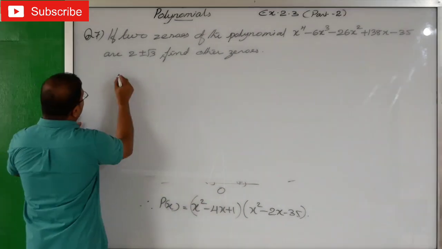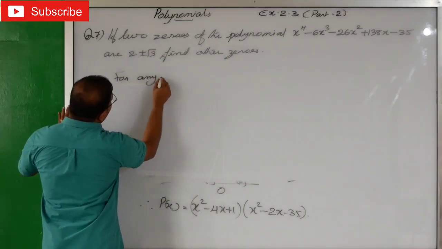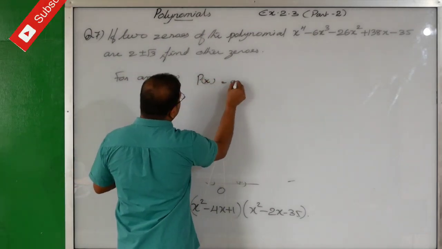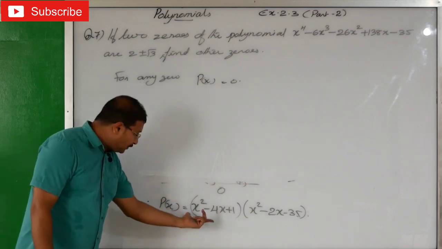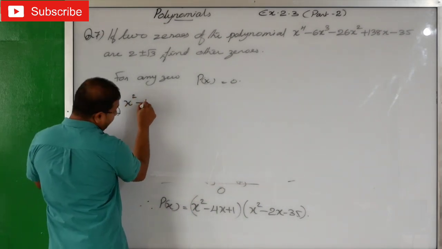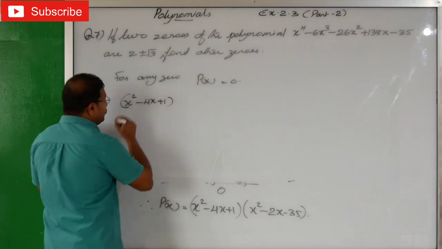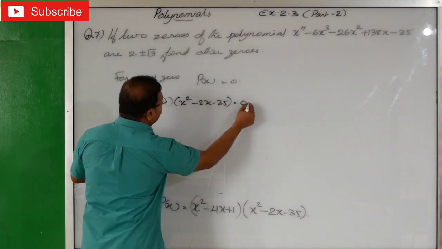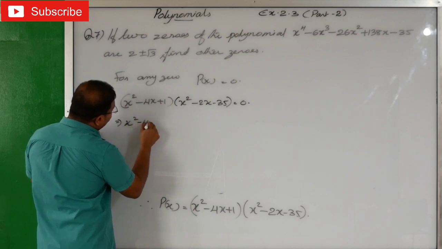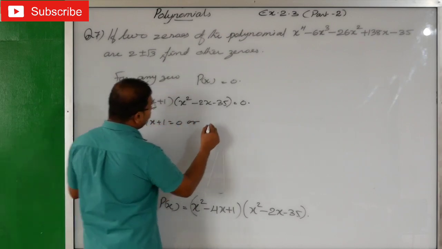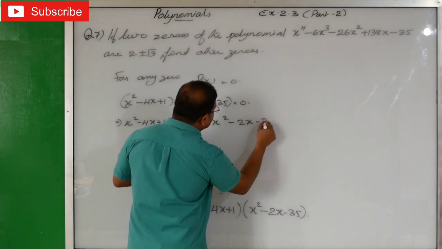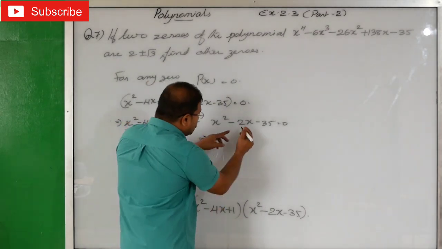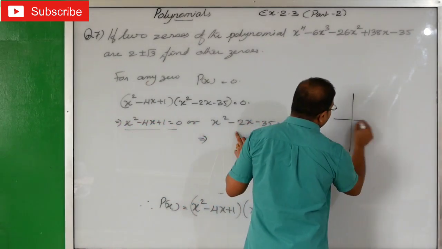Ready? For zeros, P of x equal to 0. But P of x, we got it now. What is that? X square minus 4x plus 1 into x square minus 2x minus 35 equal to 0. That implies x square minus 4x plus 1 equal to 0 or x square minus 2x minus 35 equal to 0. This implies this part we will take now. That means this one we will solve by breaking the middle term.